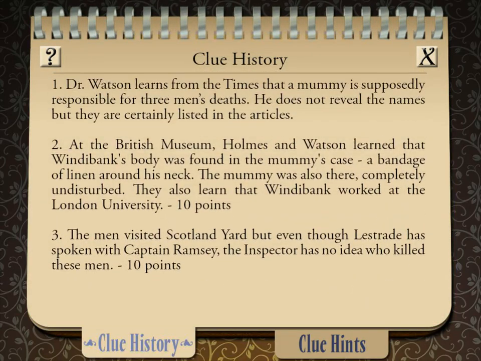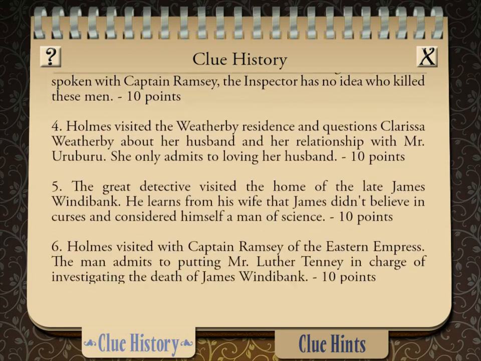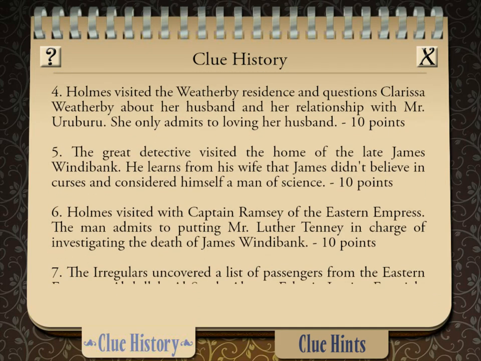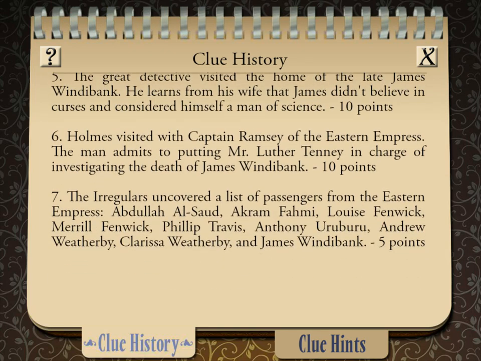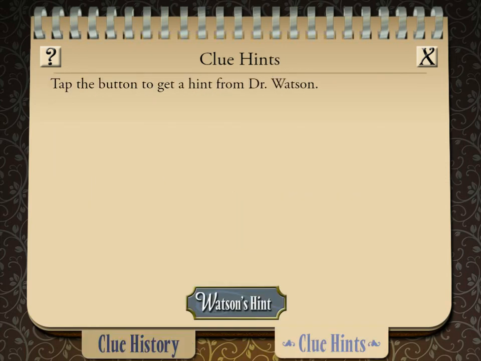This notebook contains every clue that we have found so far. Some locations were more revealing than others, but at least we've opened up some more leads. And this is the list of passengers at the bottom, and I believe that all but one are able to visit for an interview. Well, apart from the dead people. The clue hints are basically going to be text hints. We won't be using them in this playthrough.